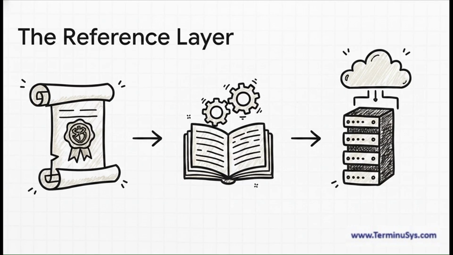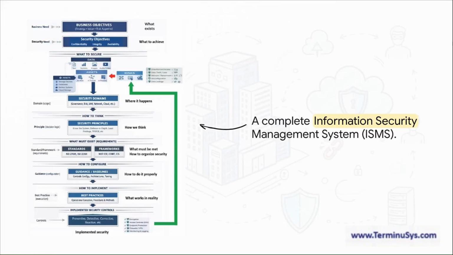And finally, vendor best practices. This is the reality phase. It's how you actually configure your Cisco network, your Microsoft Azure cloud, or your Oracle database to meet all those theoretical requirements from the frameworks. A complete information security management system, or ISMS, brilliantly illustrates the ultimate integration of everything we've just talked about.